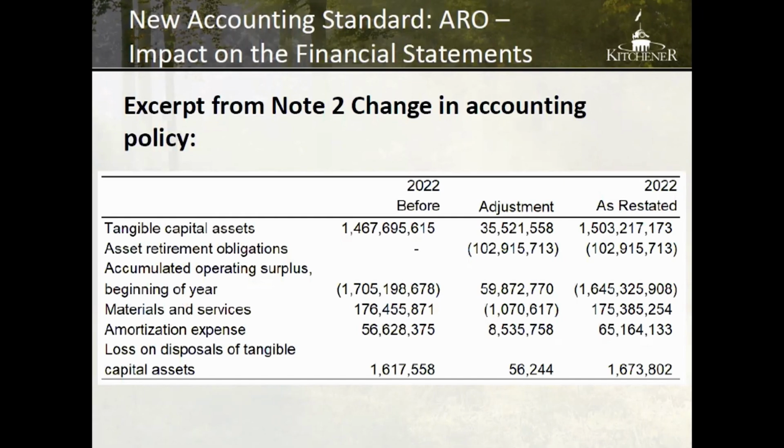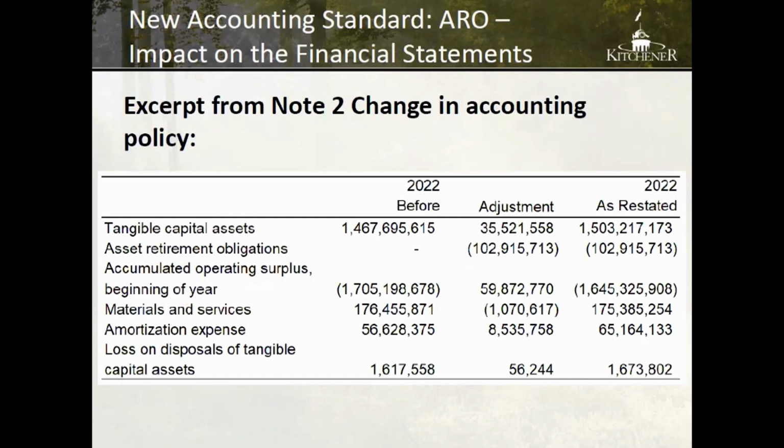One thing to note is that when an ARO is first recognized, there is both a liability created as well as an increase to the cost of the related TCA on the statement of financial position. This is because the TCA are recorded at cost, and the ARO represents a required cost of the TCA, which will simply be paid at some point in the future when the TCA is retired.